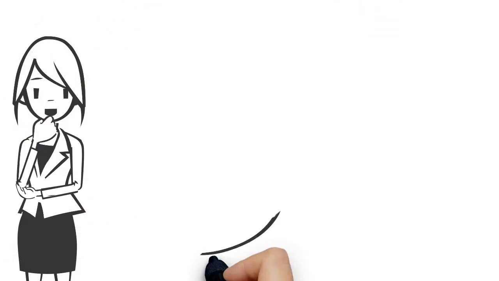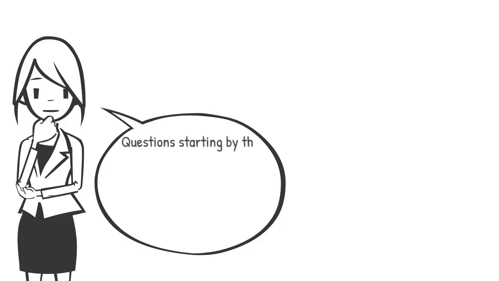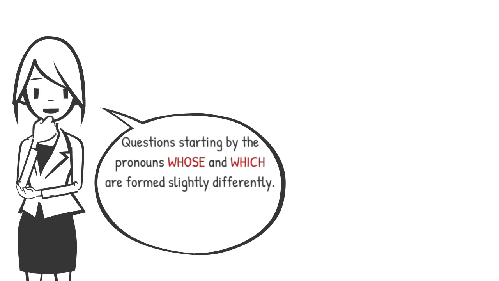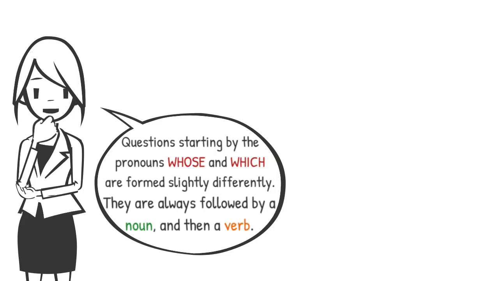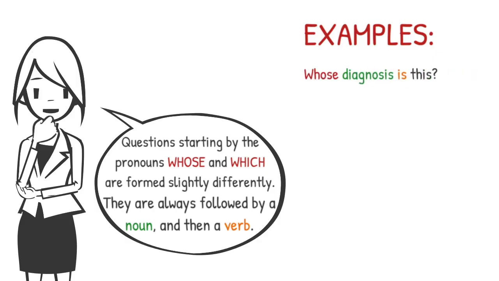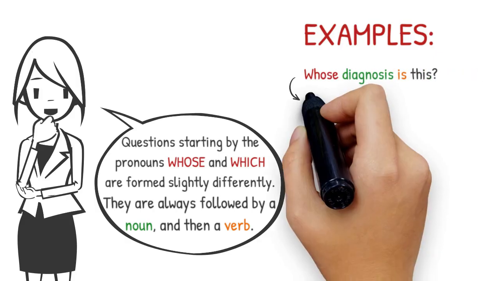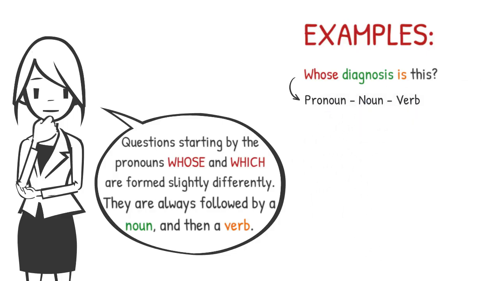One important thing to note is that the questions starting by the pronoun whose and which are formed slightly differently. They are always followed by a noun and then a verb, instead of being followed directly by a verb. Some examples of this are: Whose diagnosis is this? Which is formed with the pronoun whose, the noun diagnosis, and the verb is.